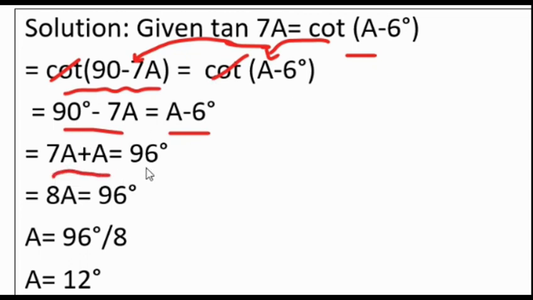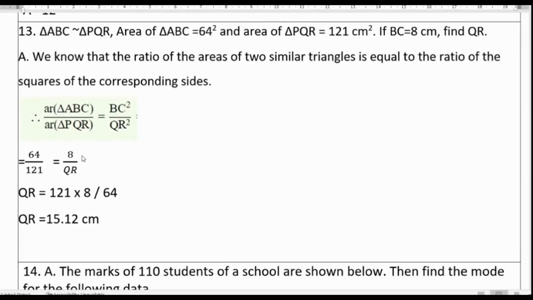We'll take the A terms and the numbers to one side. 8A is equal to 96. A will be 12 degrees.